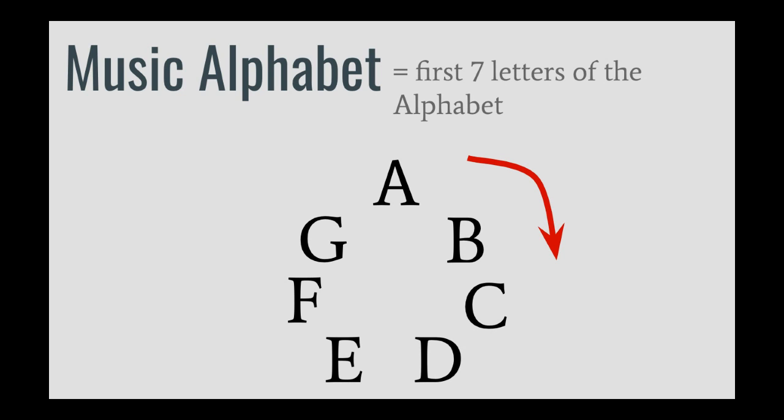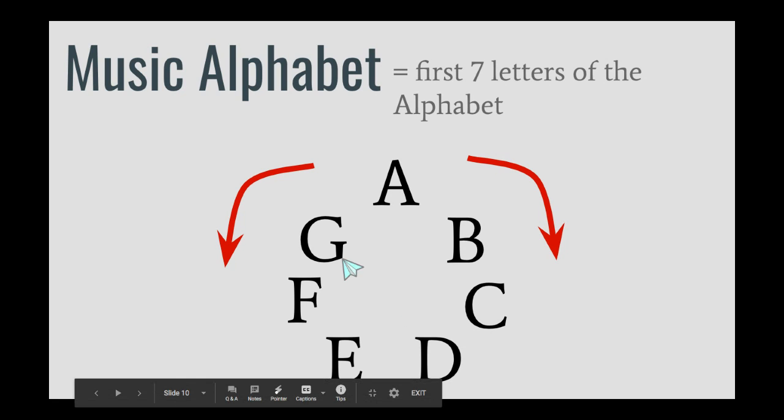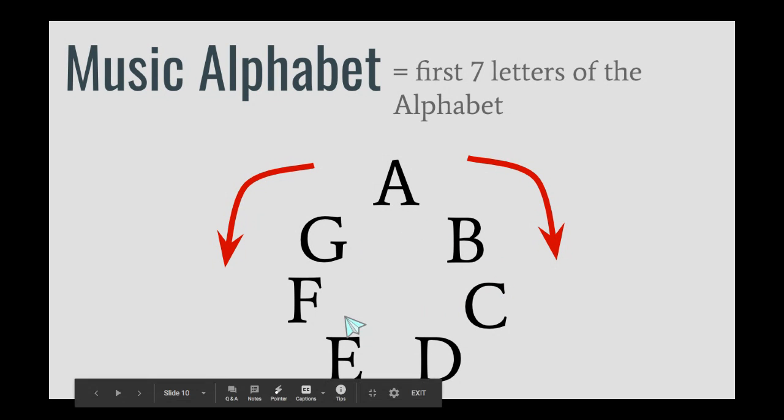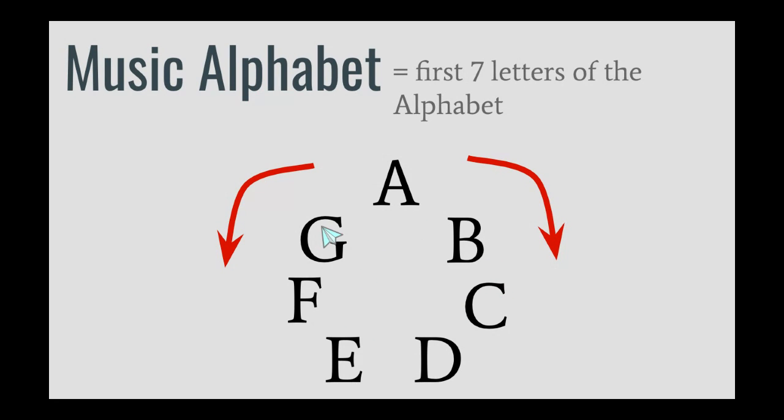And as we go up in the alphabet, the notes get higher in pitch. As we go backwards in the alphabet, the notes get lower in pitch. And after we get to G, we just recycle back to A. So it just keeps going over and over. C, D, E, F, G, A, B, C, D, E, F, G, so on and so forth, all the way up.